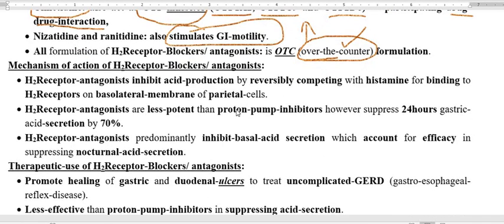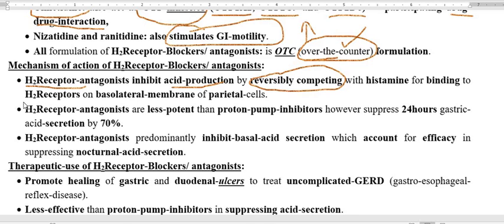Regarding the mechanism, we already discussed that this blocks the activity of histamine acting on the H2 receptor to produce acid, and it is reversible. Whoever has the higher concentration, their action is produced. I mean, if the histamine level is high, histamine is going to produce acid. If the concentration of the drug as an H2 receptor blocker is high, it is going to block the action of histamine on the H2 receptor. So this is very, very important.